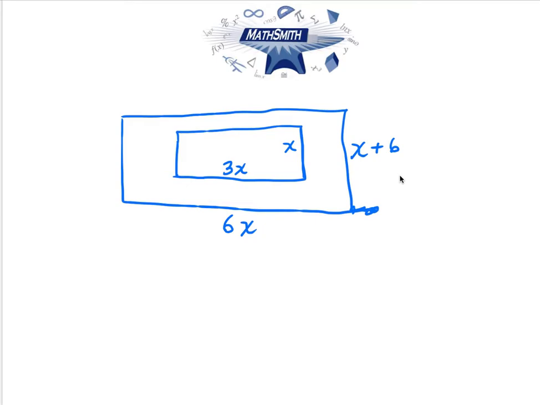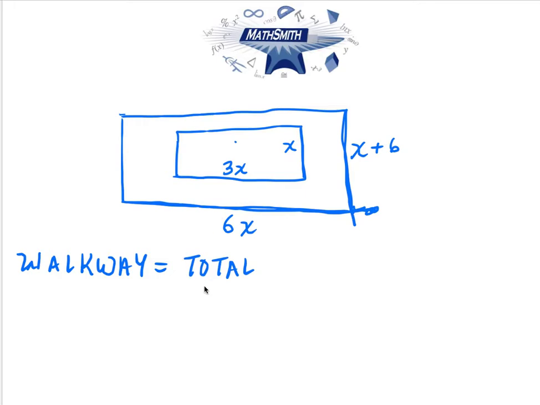All right, so let's think about this. What is the total area of this whole thing with the pool and the walkway together, right? It would be this dimension times this dimension. So if we found the area of the whole thing and then subtracted out the area of the pool, we'd have the area of the walkway, right? So the walkway is going to equal the total area of walkway and pool, right? Total area minus the area of the pool.